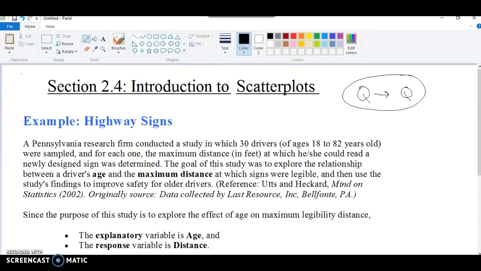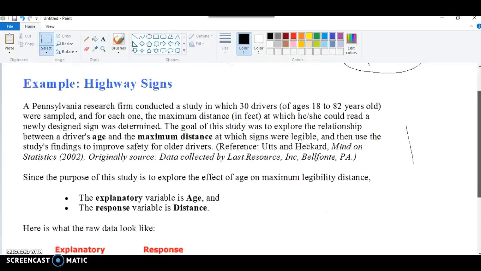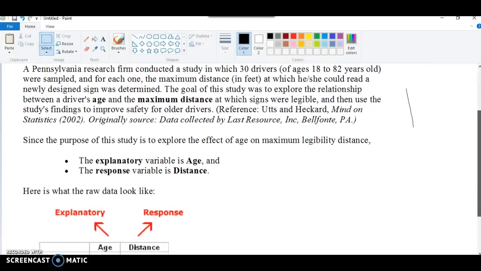The example is highway signs. A Pennsylvania research firm conducted a study in which 30 drivers ages 18 to 82 were sampled, and for each one, the maximum distance in feet at which he or she could read a newly designed sign was determined. The goal of the study was to determine the relationship between a driver's age and the maximum distance at which signs were legible, and then use the study's findings to improve safety for older drivers. All right, let's scroll down here. The explanatory variable is age, the response variable is distance.